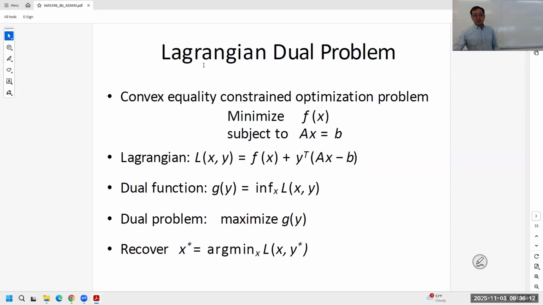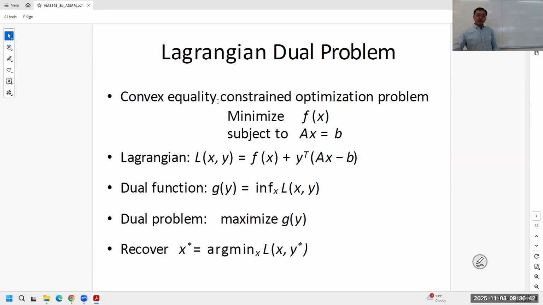This is mainly built on the Lagrangian dual problem. So how many of you are familiar with the Lagrangian dual problem, or have heard of this before? Then okay. If you haven't heard, it's okay, because that's why I need to explain it. But the Lagrangian problem you are very familiar with, right?